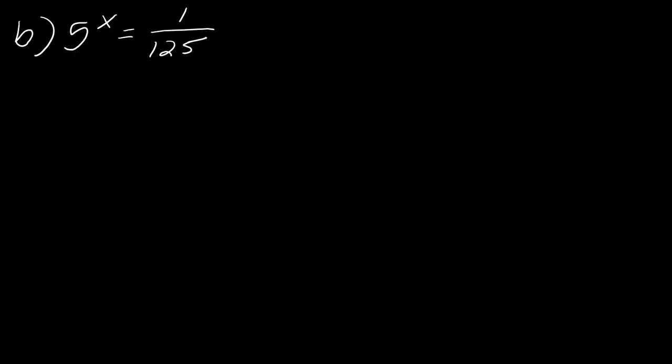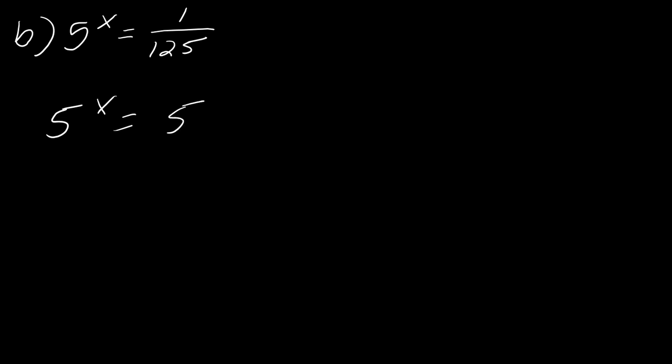So the same thing is going to hold true for b here. So I've got 5 to the x equals 1 over 125. So 5 to the x, I'll just leave it alone. But how could I write 125 as having a base of 5?